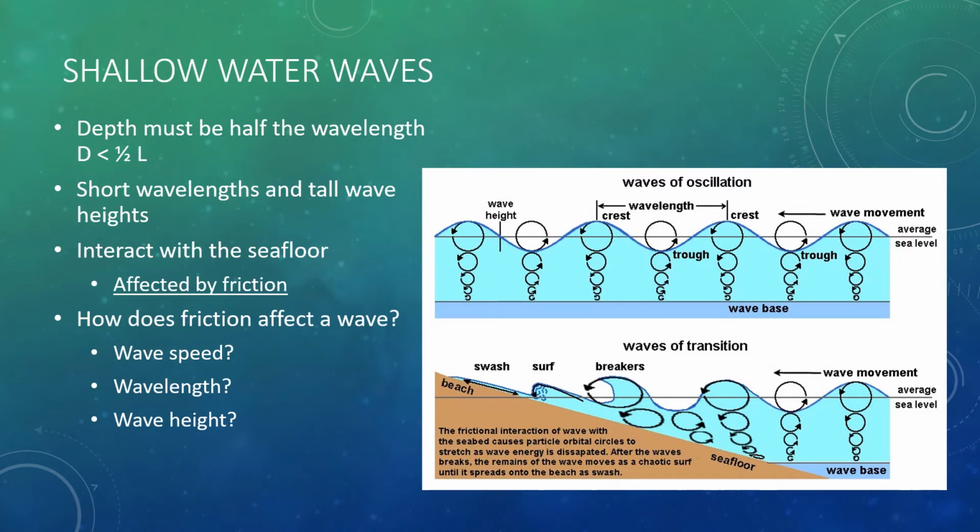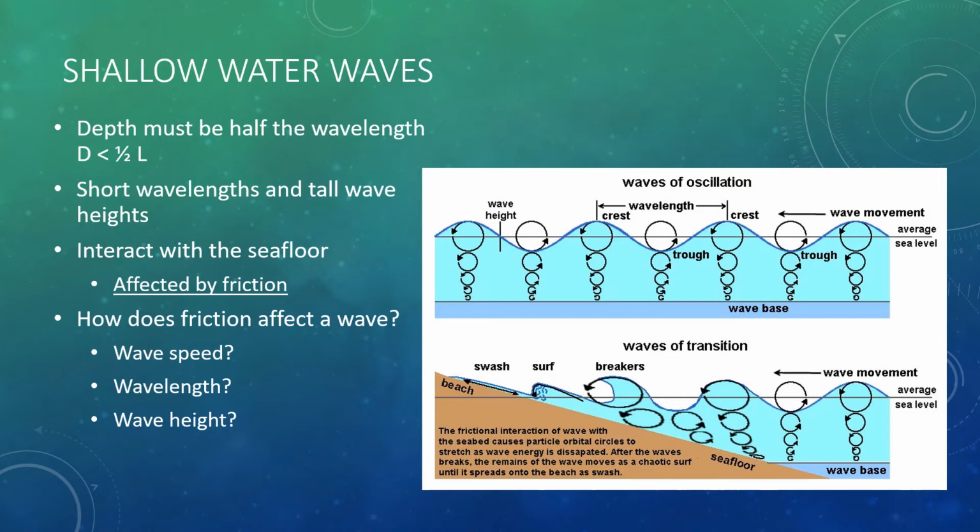Shallow water waves are waves in which the water depth is less than half of the wavelength. They often have short wavelengths and tall heights. In this case, the wave base would be deeper than the water depth, causing the orbitals to contact the seafloor. The friction with the seafloor changes the orbital motion, and as a wave progresses towards the shore, the waves begin to bend along with the shape of the seafloor.